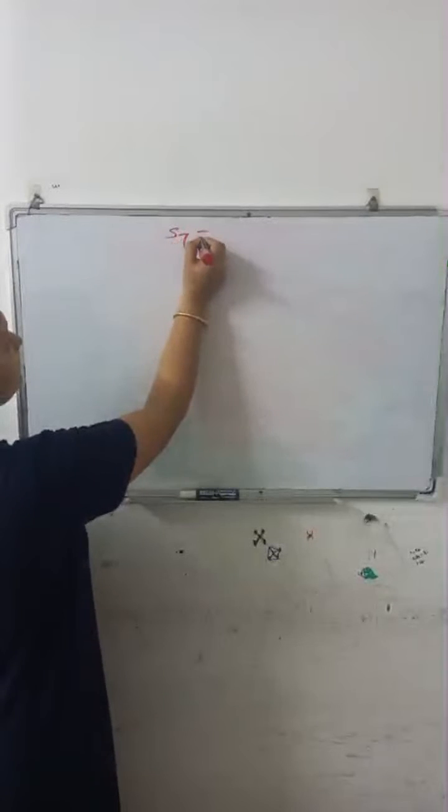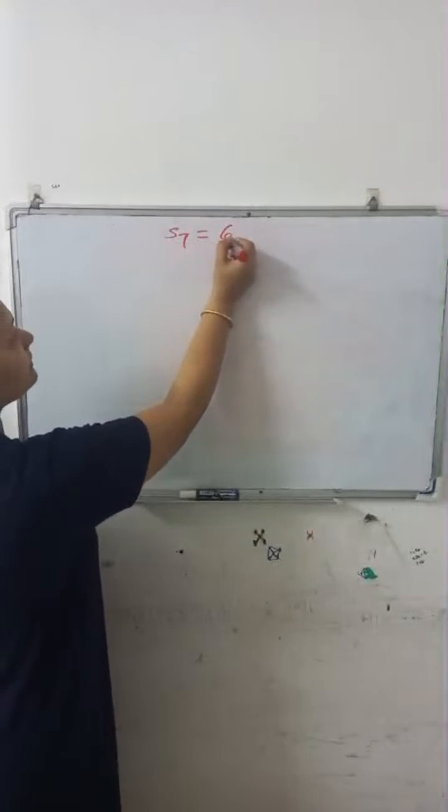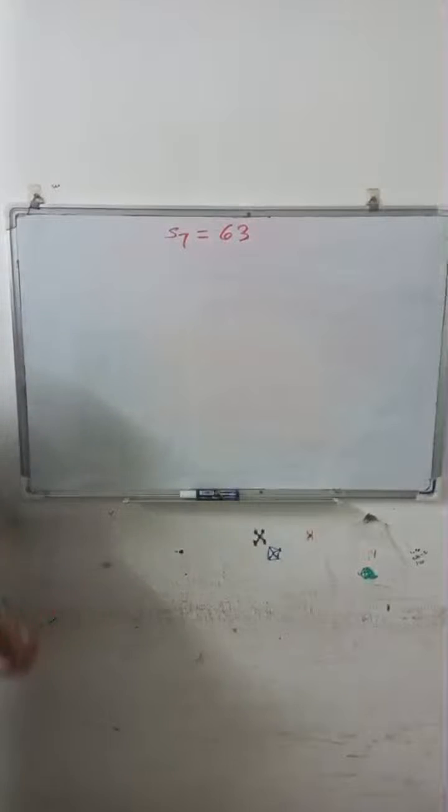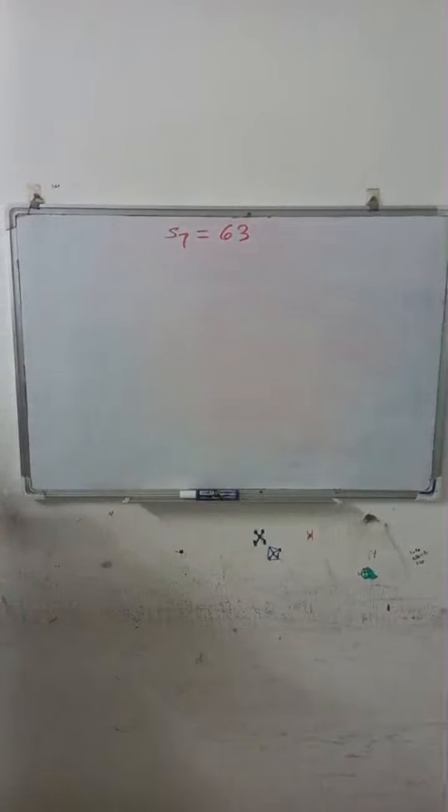They are saying here the sum of the first 7 terms is equal to 63. So first I will deal with this. The sum of 7 terms is equal to 63. So this is what is given. Next is also given, but we can simplify this first.